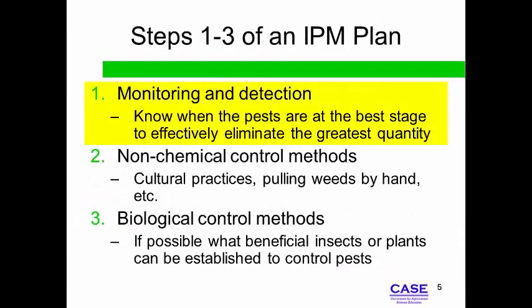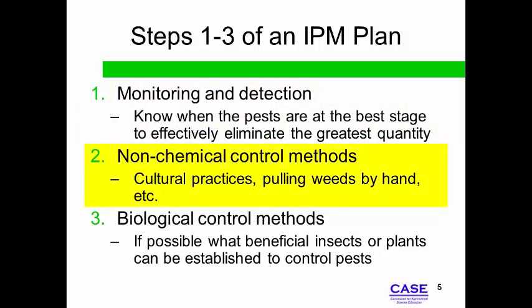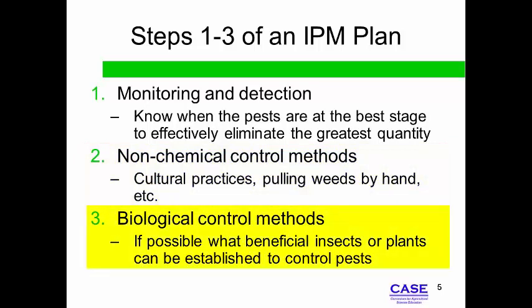Step 1, monitoring and detection, should be repeated throughout the plan. Information gathered from scouting will help you to determine when an appropriate time to move to the next step in the plan. Step 2, non-chemical controls, are best employed early on and in small areas. These require more labor. Step 3, biological controls, take more planning and time to implement.